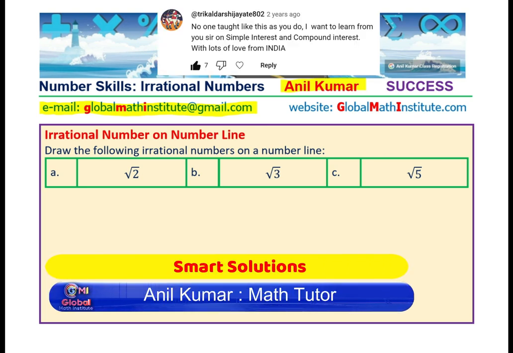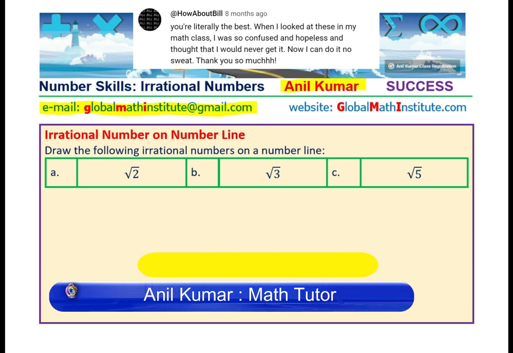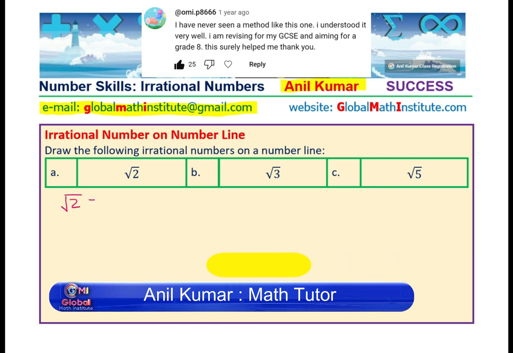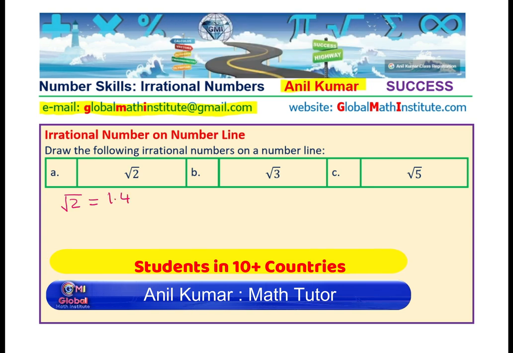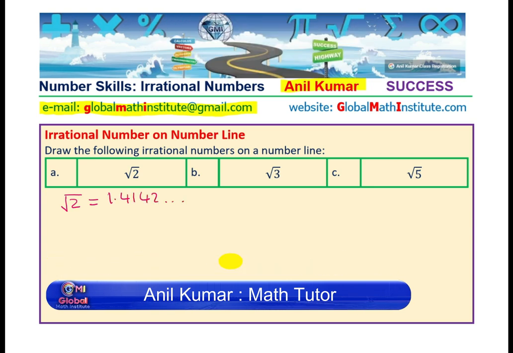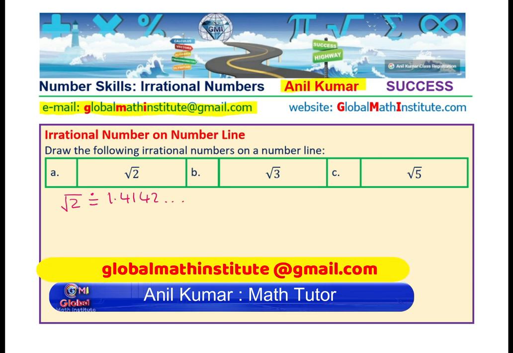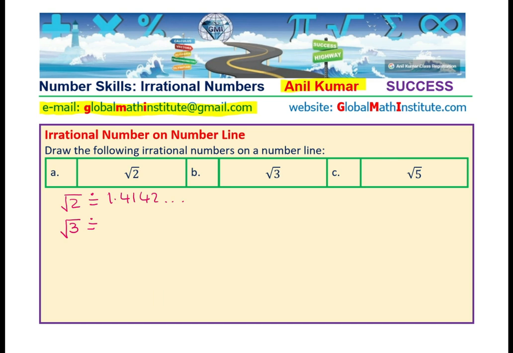Now, as you know, square root of 2 is a non-repeating decimal number. If you use a calculator, you see that the value is approximately 1.4142, something like this. It just keeps continuing, going on like this. Similarly, square root 3 value also can be approximately checked with the calculator, and you'll find it's like 1.732.